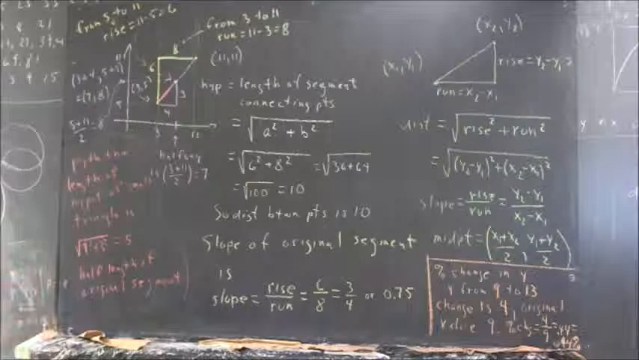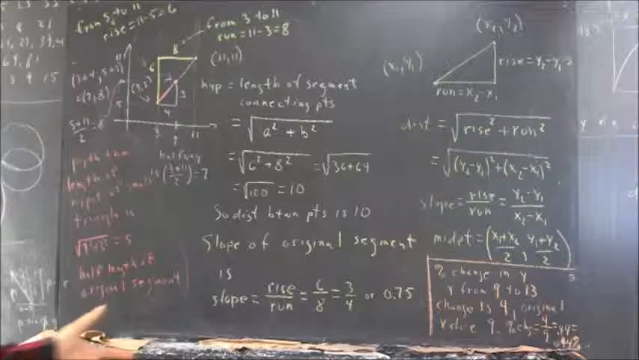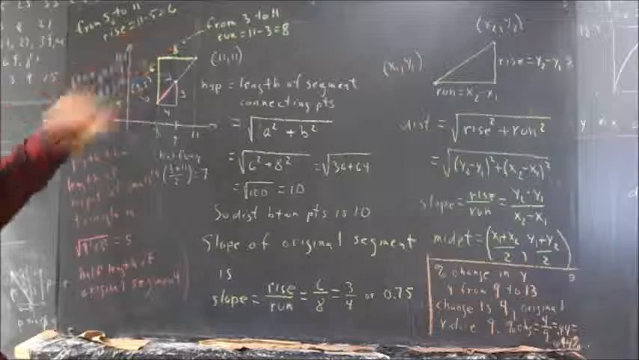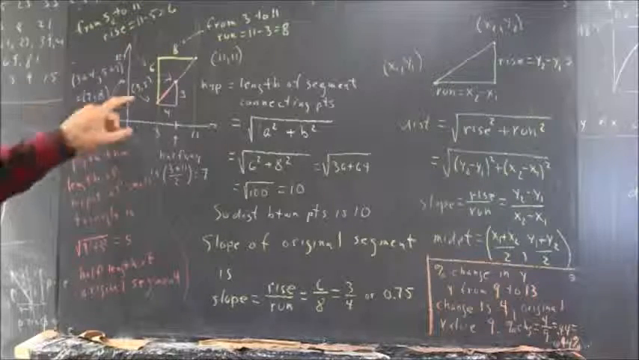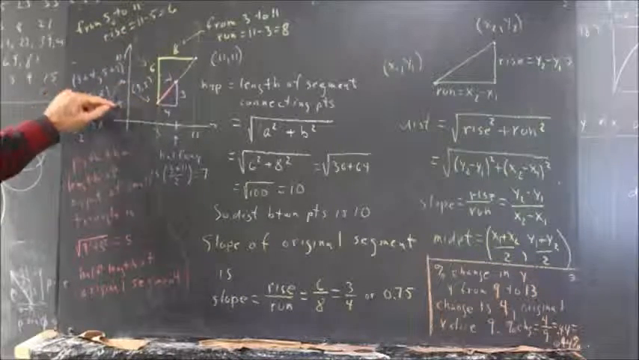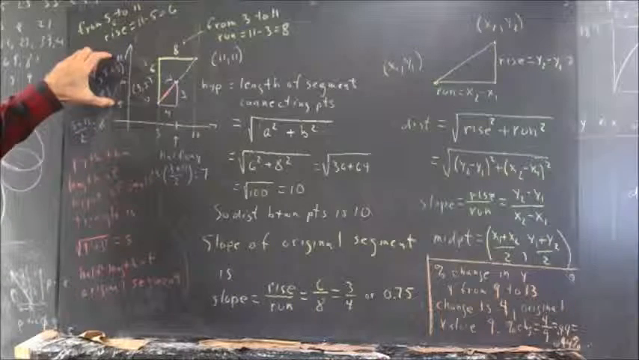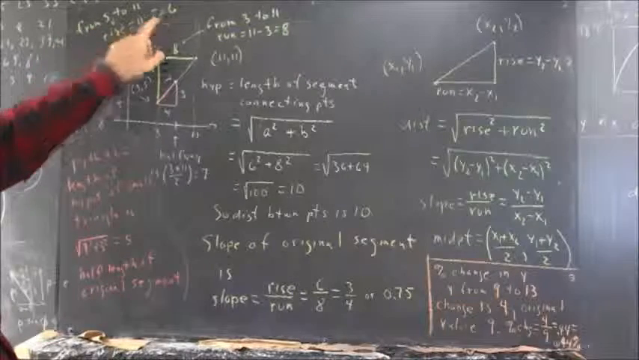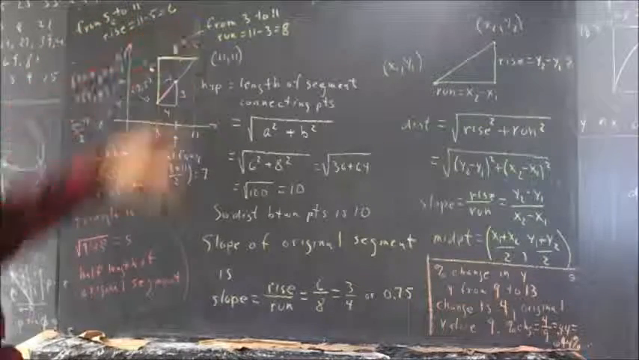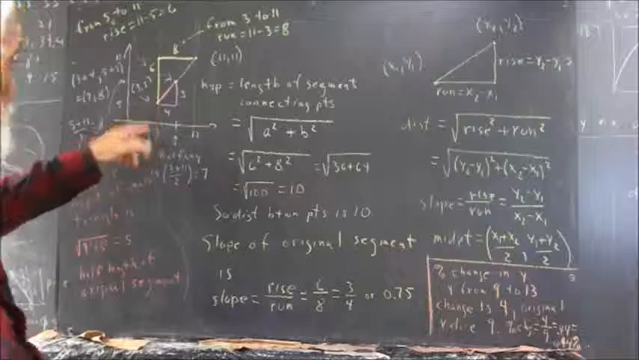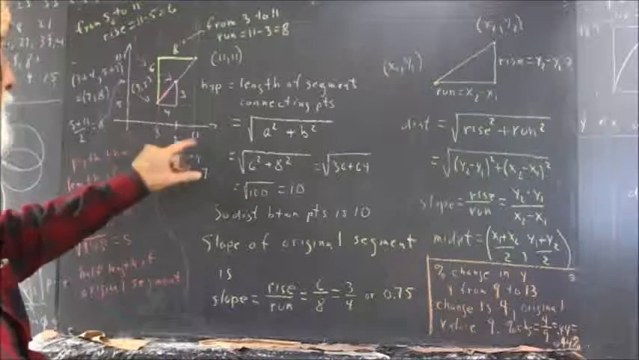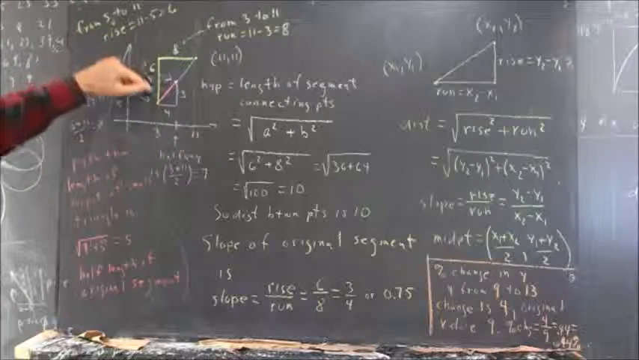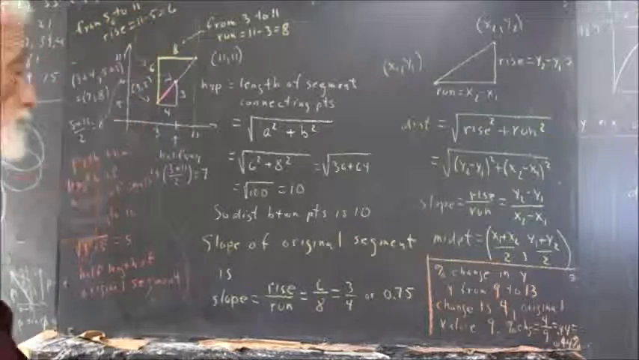Now, we ask a number of questions. First of all, what are the lengths of these legs? Well, it's very clear that this leg rises from vertical coordinate 5 to vertical coordinate 11, and that's a rise of 6. And that's indicated up here, from 5 to 11, the rise is 6. And from horizontal coordinate 3 to horizontal coordinate 11, the run is 8. So we have legs of 6 and 8.